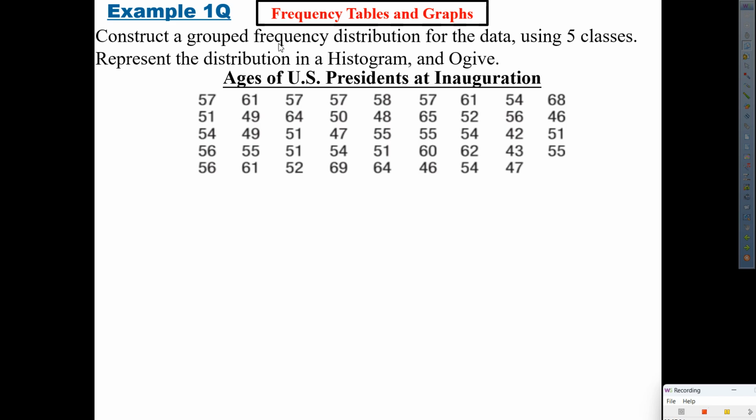So it says, construct a grouped frequency distribution. Tell your neighbor what that means. What does that mean?